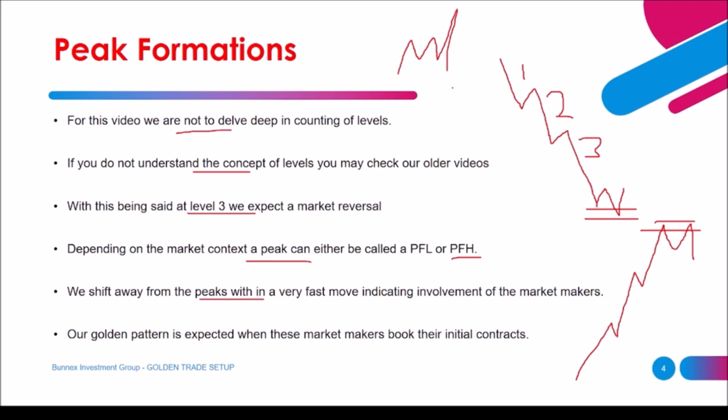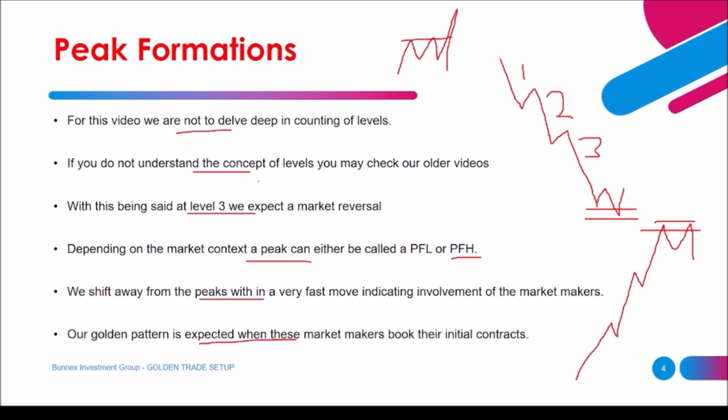So to remove that risk, because I would say we are not in a 5 out of 10 business. We are in a 9 out of 10, 8 out of 10, 7 out of 10. And to remove this risk, we will actually trade away from the peaks. So our golden pattern is expected when these market makers book their initial contracts, right?